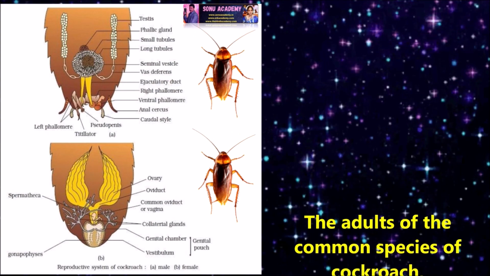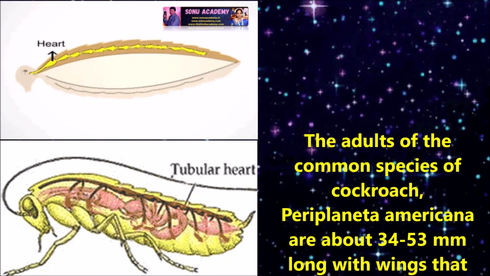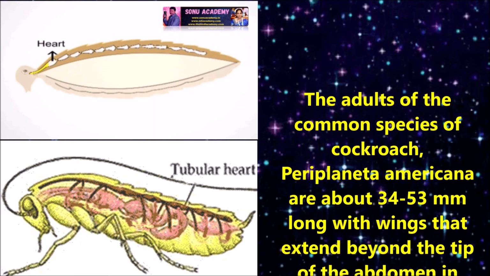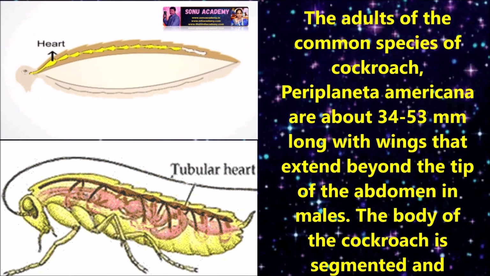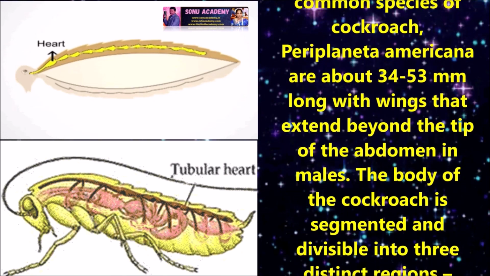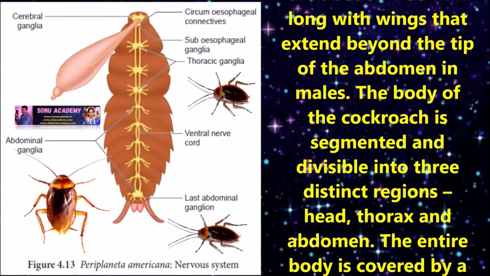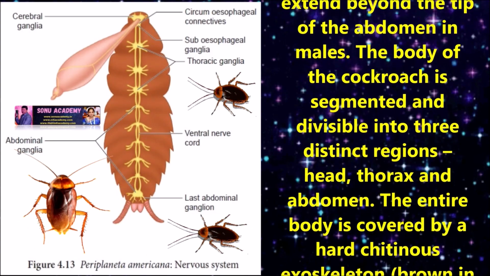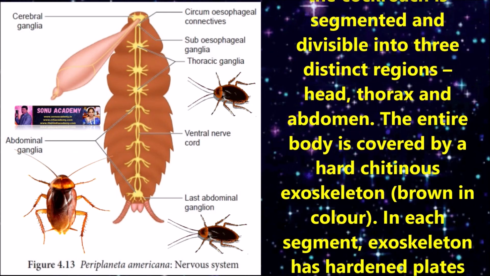Now let us study the morphology of the cockroach. The adults of the common species of cockroach, Periplaneta americana, are about 34 to 53 mm long, with wings that extend beyond the tip of the abdomen in males. The body of the cockroach is segmented and divisible into three distinct regions. These are head, thorax and abdomen.